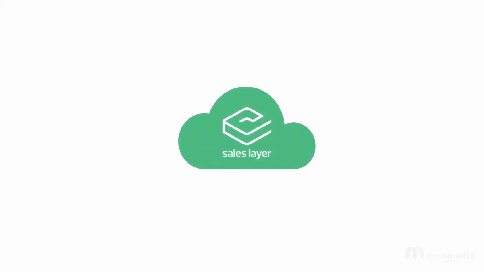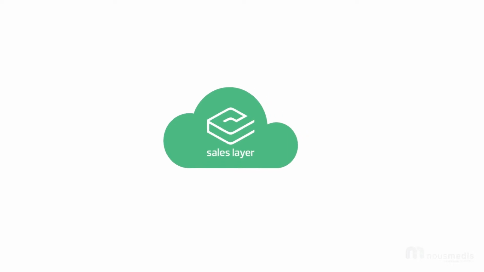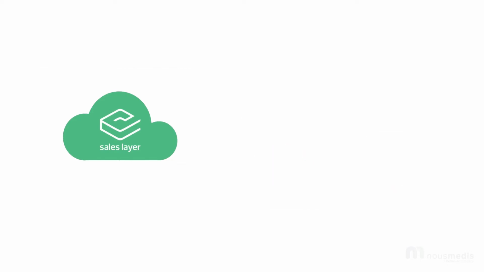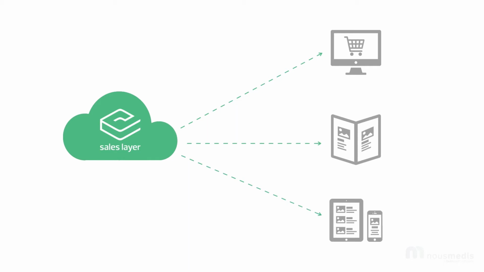Sales Layer is a cloud-based PIM. This means you can use it on any computer or device connected to the internet. Sales Layer makes it easy and convenient to update and maintain all the technical and marketing information that defines a product. This way, spreadsheets, Word documents, and other diverse data are replaced by an intuitive, user-friendly online interface.